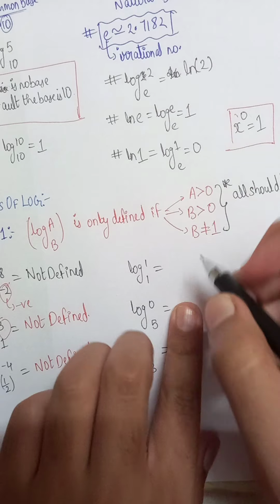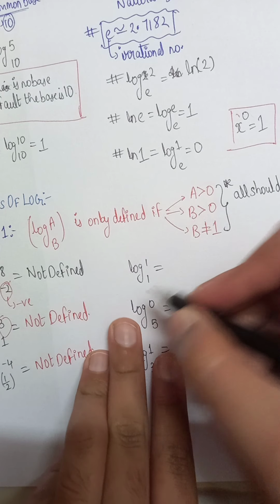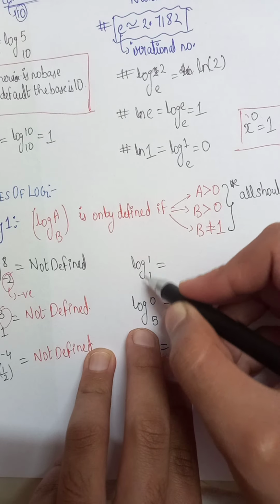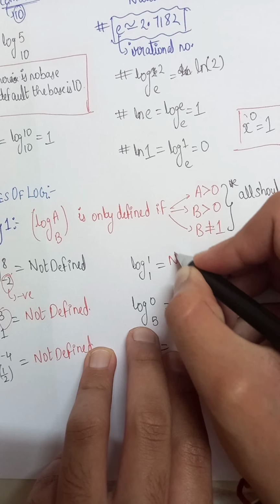What about here? a is positive? Yeah, a is positive. b is positive? Yes, b is positive. But b should not be equal to 1, but b here is equal to 1. That's not defined.